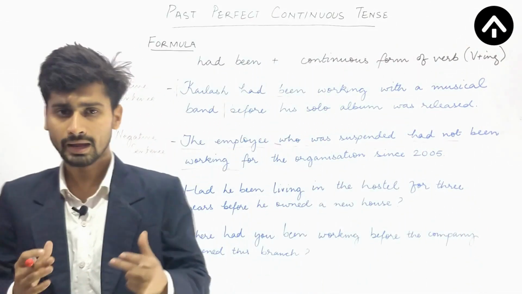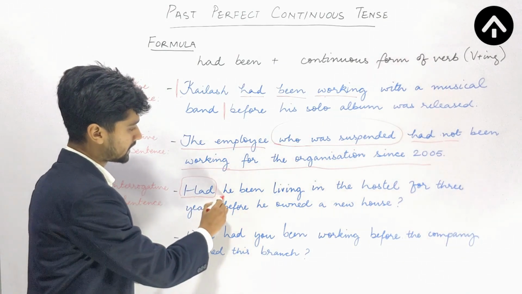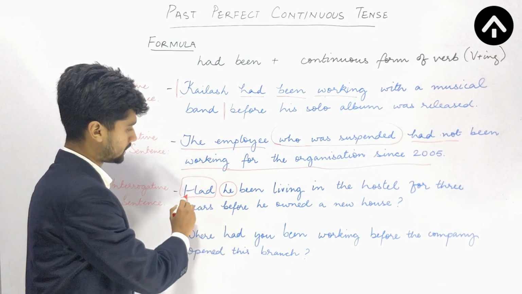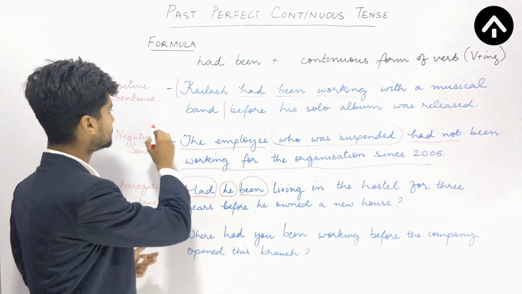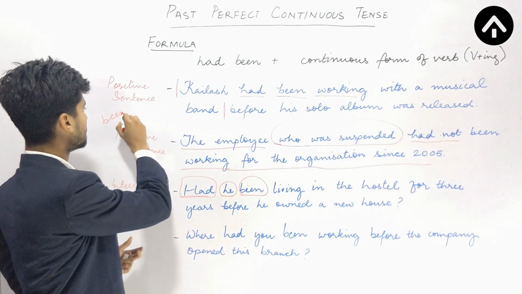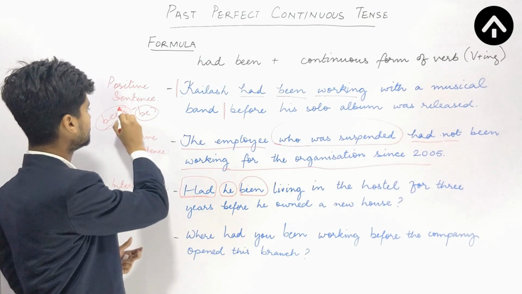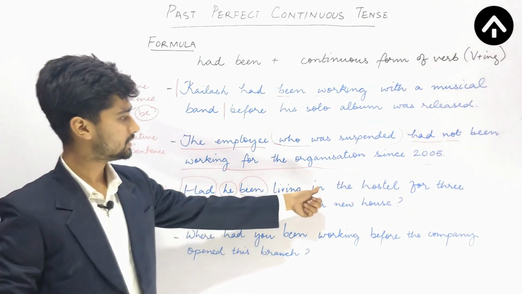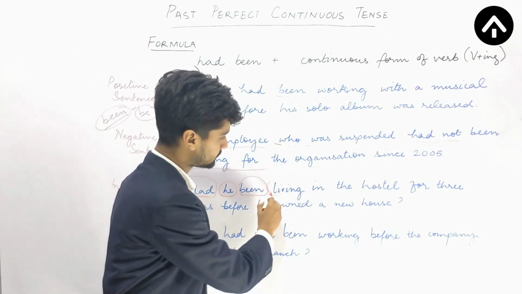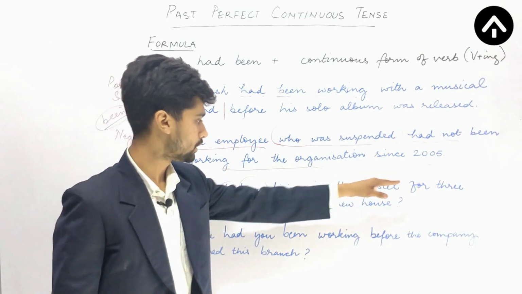Okay. So I am starting my sentence with the helping verb had. Then I am using the subject he. Okay. Had he, then been. Been is actually the third form of the word be. Okay. So this is the first form and this is the third form. So had he been living in the hostel. Now I am using the ing form. Okay. Had he been living in the hostel for 3 years.